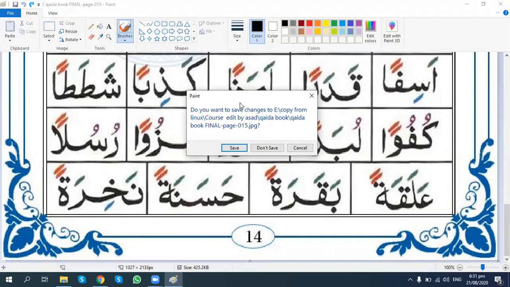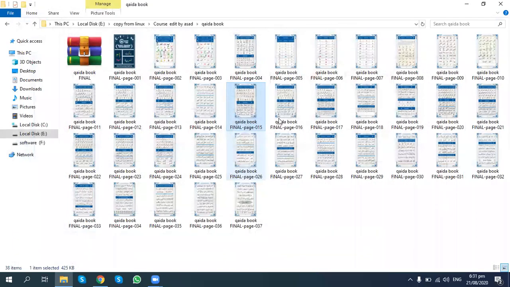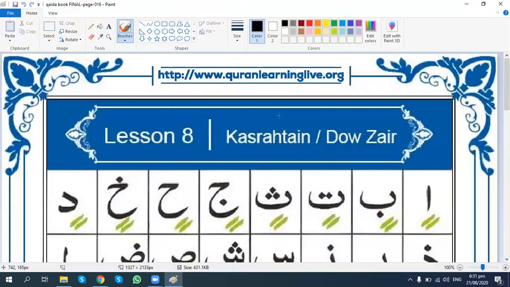Now, same as before, you can go to the next, and the next is double kasra. The same things we tell our students: double kasra looks like two sliding lines, and it always comes at the bottom of the letter. The sound of double kasra is in, like e, and the noon is hidden there, which is in.